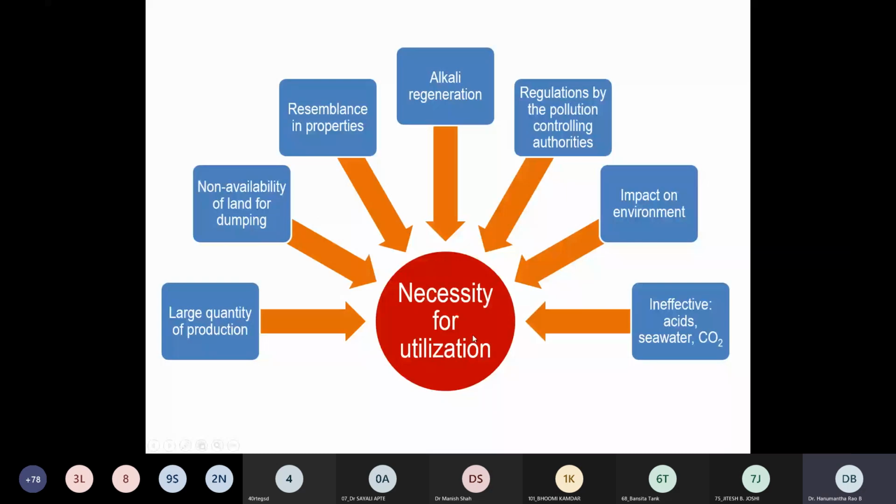Most of these byproduct or waste material properties resemble those of natural material. If not, we have to make some kind of resemblance. Then using that as a seed, we have to progress on how to make it more like a geomaterial, so that it is rendered as a geomaterial for any civil engineering application. Then alkali regeneration, then imposed regulations, then impact on the environment.